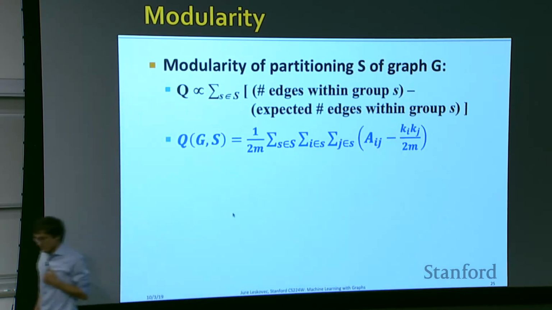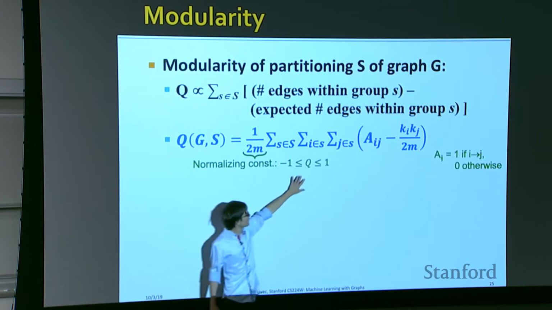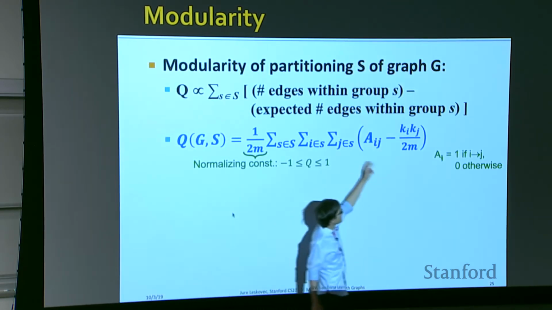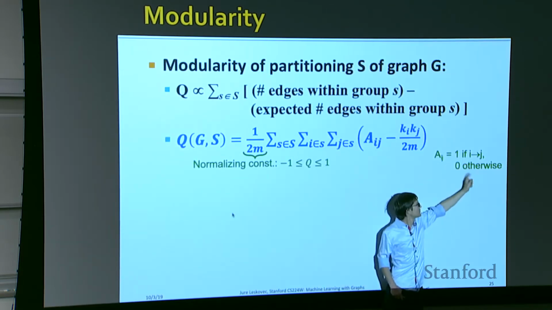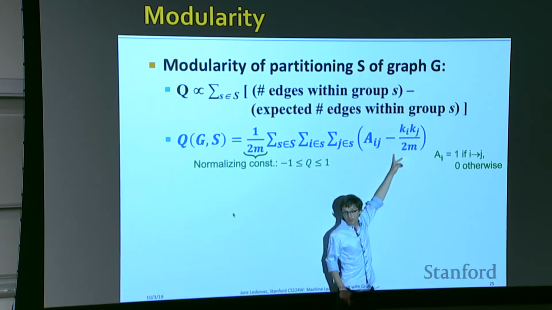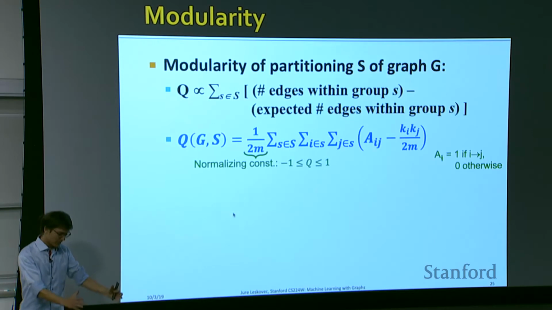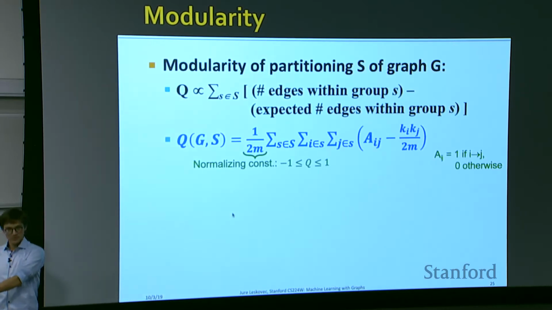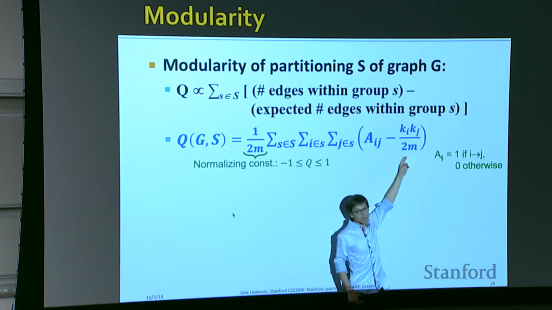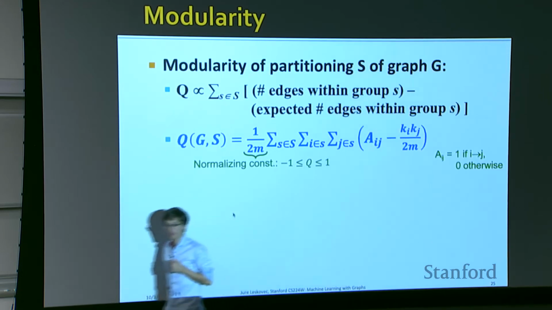And this is now called modularity. This is the normalizing constant, so that modularity will have a range between -1 and 1. Aij is 1 if i points to j, and it's 0 otherwise. And this is the expected number of edges. So rather than first computing the number of edges and then subtracting the expected number, for every pair I'm saying: is there an edge there, and how many edges would I expect. And then I sum this up, and that is my modularity.